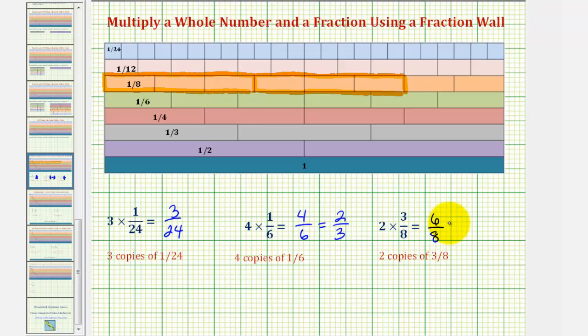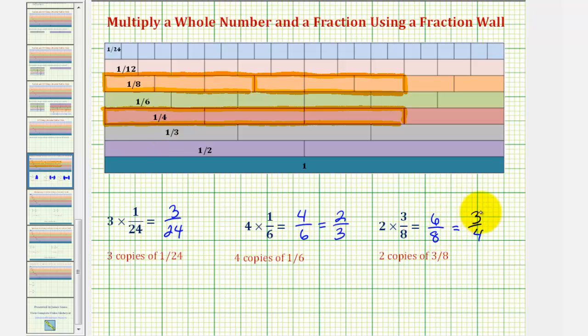But again, if we take a look at our fraction wall, we can also express 6/8 using larger rods. We could use 3 1/4 rods. Notice how if we use 3 1/4 rods, the length of the train would be the same as the 1/8 rod train, which means we can also express the product as 3/4.